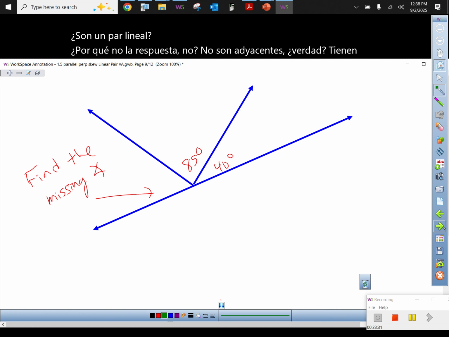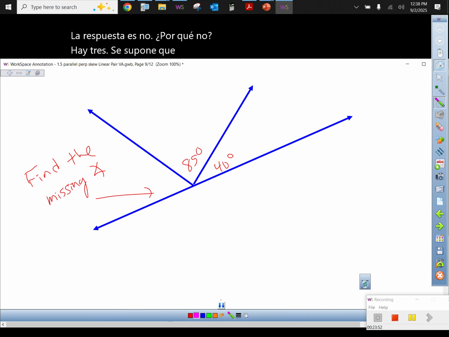What do you think? Yes or no? Linear pair. Answer is no. Why not? There's three. There's supposed to be two. But I know you're getting tired. Hang with me. Here's the best advice I can give you on 3 homework questions. I'm going to highlight something. What did I highlight? Starts with an L.